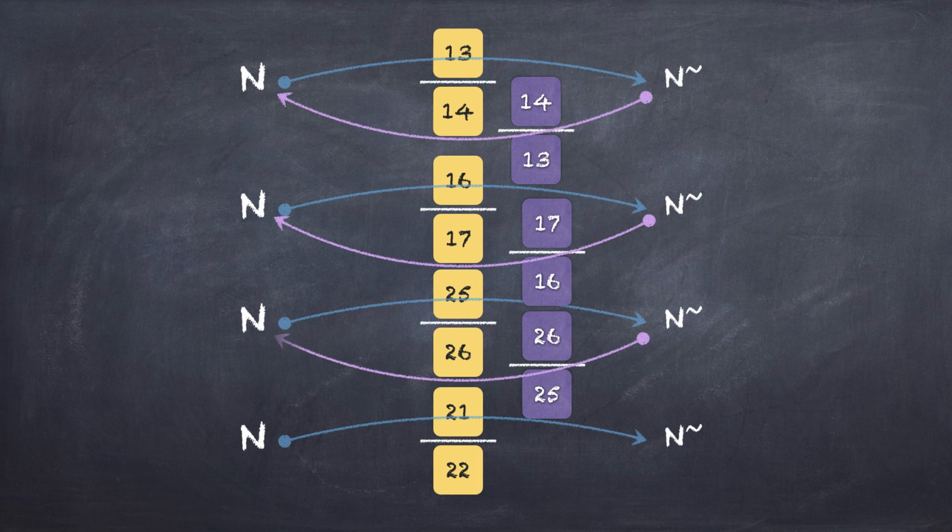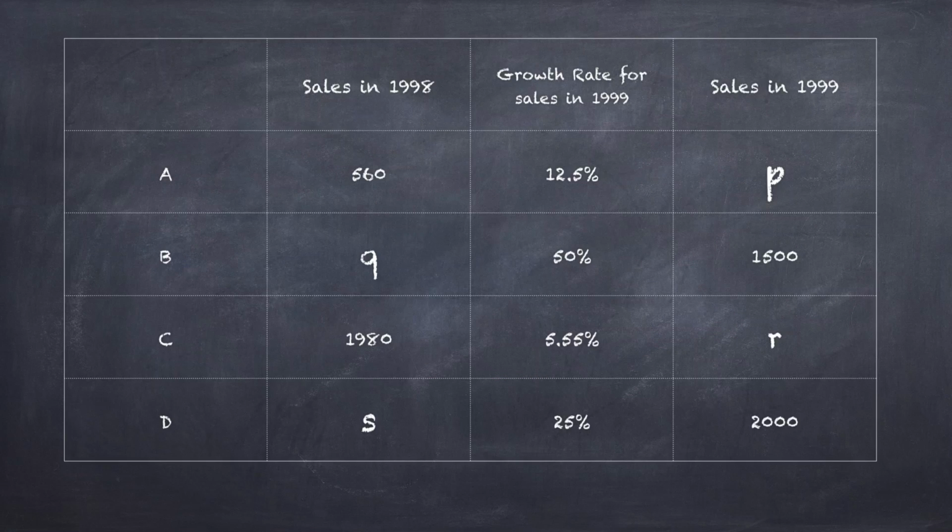Finally, let's get back to our original table and see whether what we have learned can add some speed in our calculations or some conceptual clarity and elegance in our solutions. So let's work with these values. I have 560 and 12.5%. This 12.5% means that 560 has grown by 12.5%.